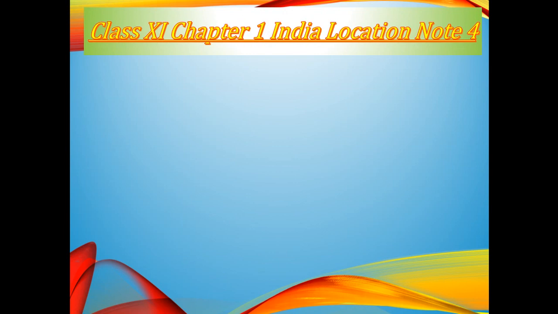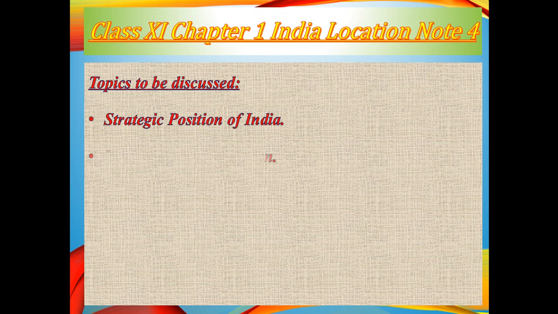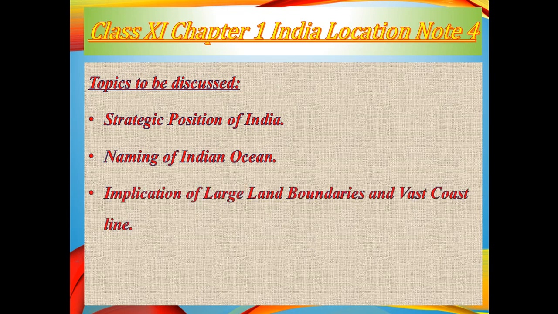I have already started my chapter, and this is my fourth class of chapter number 1, India: Location. The topics that I am going to discuss today are the strategic position of India, how the Indian Ocean got its name, that is, the naming of the Indian Ocean. Now we have large land boundaries and a vast coastline. What are its implications, its advantages actually, and what are the neighboring countries of our country, that is, India's neighbors.